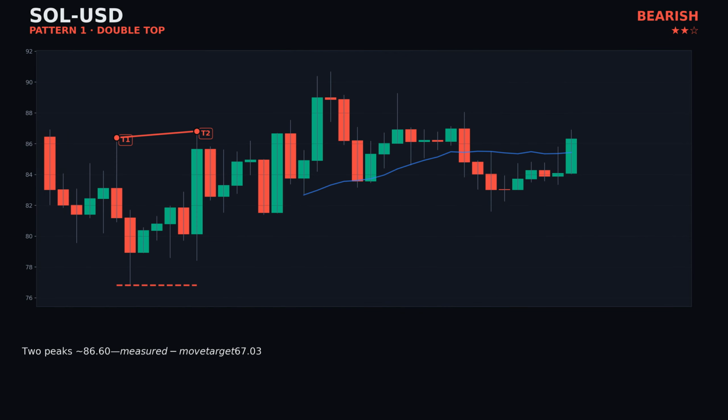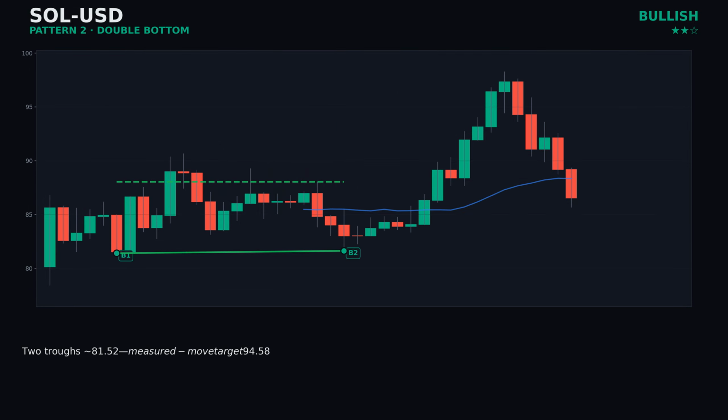Pattern number 1. This is the double top. It's a bearish formation with 2 out of 3 strength. 2 peaks, 86.60. Measured move target, 67.03. You can see on the chart exactly where the key swings line up. That's what confirms the structure, not just my word for it. The textbook measured move projection is 18.6%. That's the typical decline once the pattern fully completes. It's a guide, not a guarantee. So we still need our SL in place.